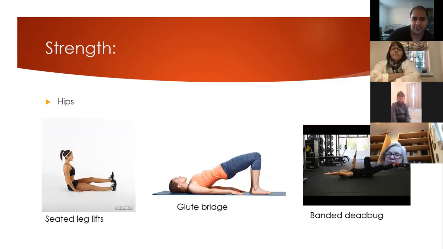Obviously, when you're looking at hips, for example, seated leg lift, we've done a lot of this in mobility, but it's a good strength exercise as well. So working on flexing the hip. Obviously, a glute bridge, you're looking at extending the hip and strengthening the glutes as well. You're strengthening from both ends. And you've got a banded dead bug as well, which is good for, again, improving the strength of your hip flexors. Is everyone with me so far?